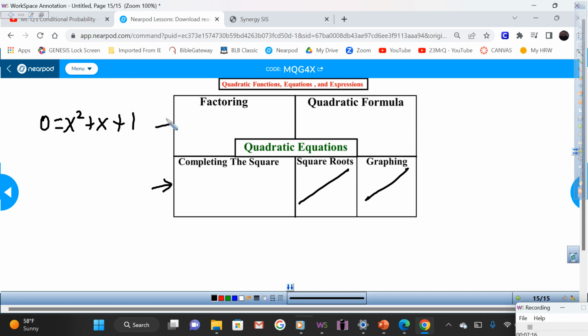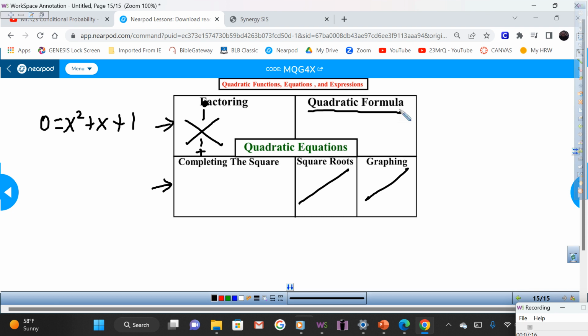However, if we go with factoring, let's see, what are the factors of 1 that add up to 1? Is there such a thing? No. So for homework, you ended up with something like that on some of your problems where you couldn't factor anymore. So what do we do? We use the quadratic formula.